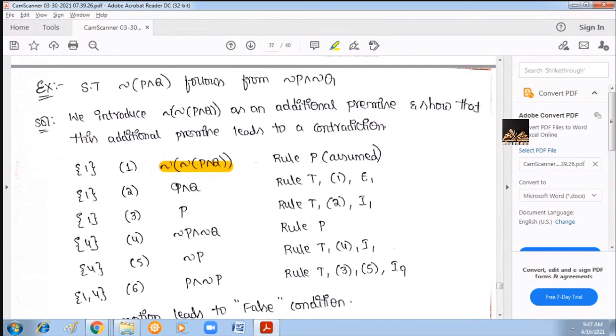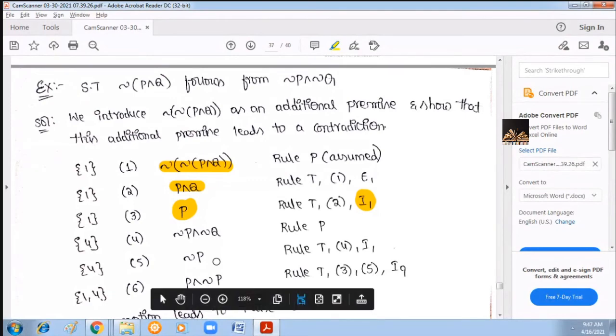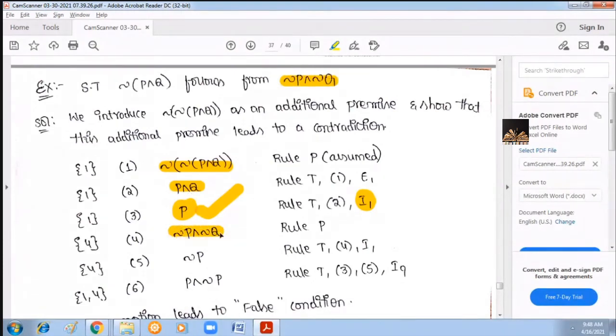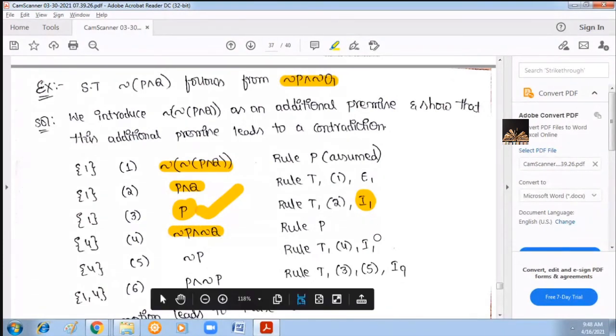So from this you will get P and Q. Using the first implication I1, P can be implied from P and Q, and Q can also be implied. Both P and Q can be implied from P and Q, right? So you have implied P. Now take one more premise, that is negation P and negation Q. Using the same implication I1, negation P is also implied.